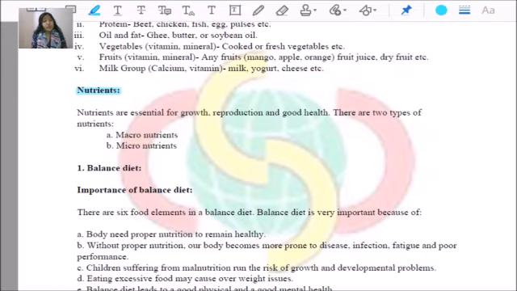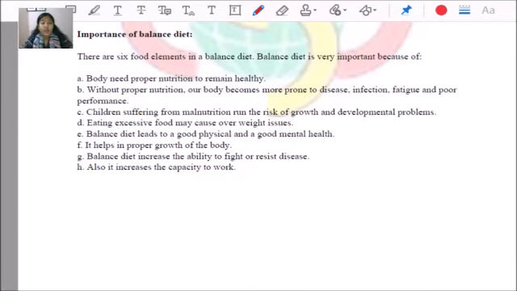Now we will discuss about nutrients. Nutrients are the elements which help us to grow and reproduce. So we have a formal definition of nutrients. Nutrients are essential for growth, reproduction, and good health. There are 2 types of nutrients. These are macronutrients and micronutrients. So in this way we have some knowledge about balanced diet and healthy diet and nutrition also.